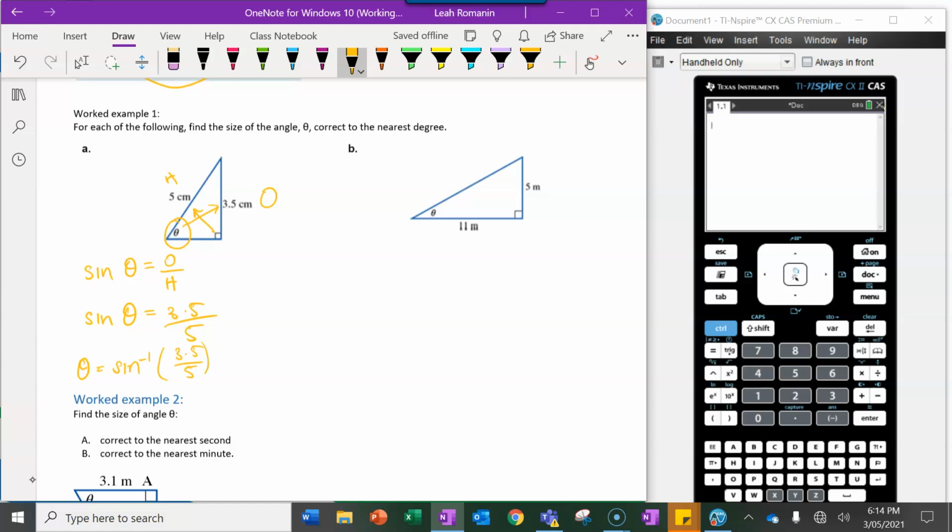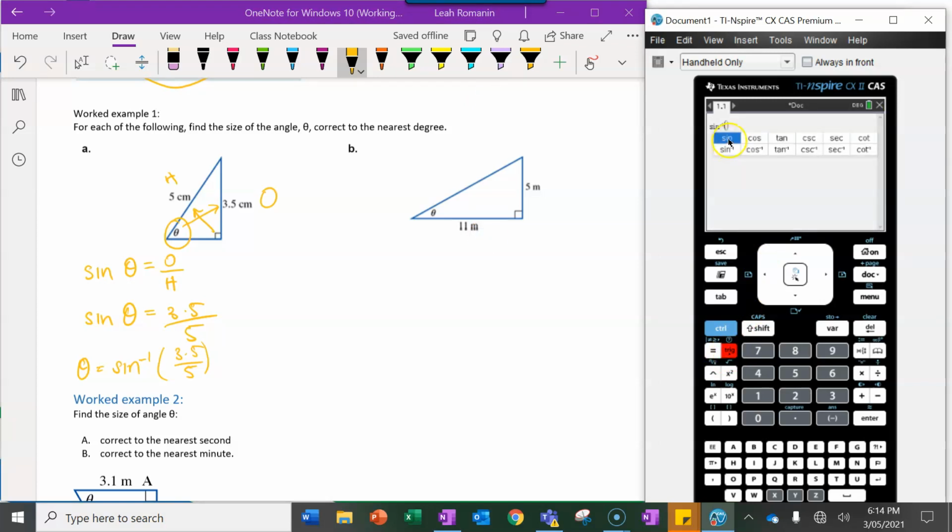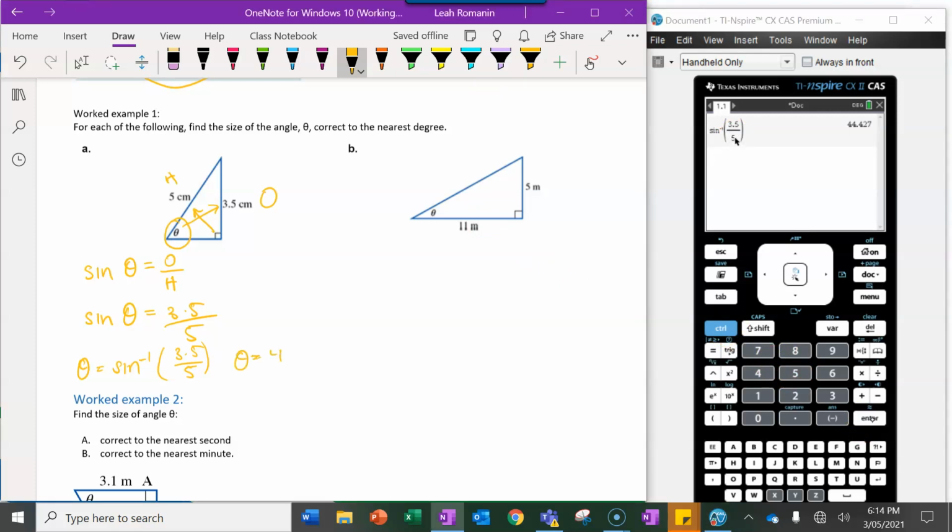So coming over to my calculator now, I'm going to type in sine of -1, and the inverses you'll notice are right beneath our normal functions. So sine of -1, and then I'm going to type in 3.5 over 5, and that gives me that theta is equal to 44 degrees. I'm going to the nearest degree, so I don't have any decimal places.